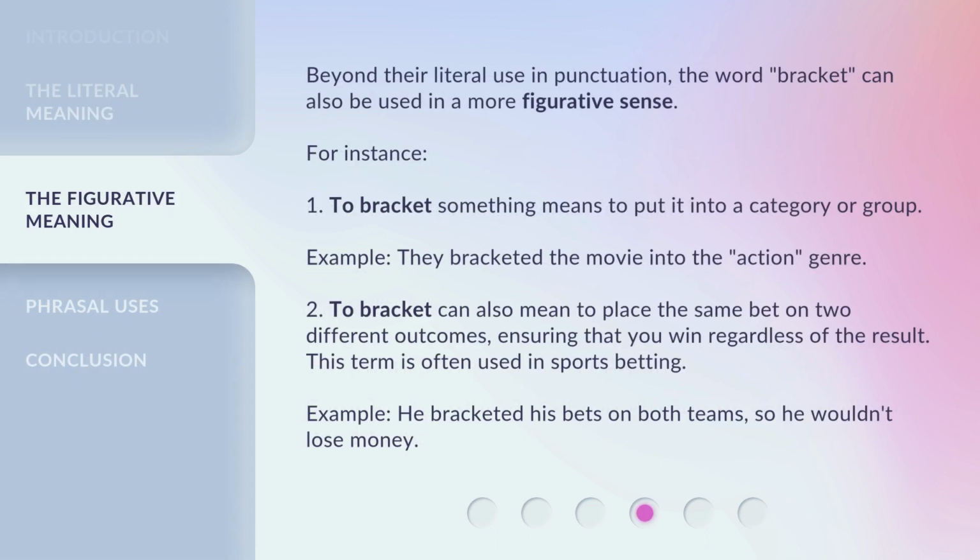Beyond their literal use in punctuation, the word bracket can also be used in a more figurative sense. For instance, 1. To bracket something means to put it into a category or group. Example, they bracketed the movie into the action genre. 2. To bracket can also mean to place the same bet on two different outcomes, ensuring that you win regardless of the result. This term is often used in sports betting. Example, he bracketed his bets on both teams so he wouldn't lose money.